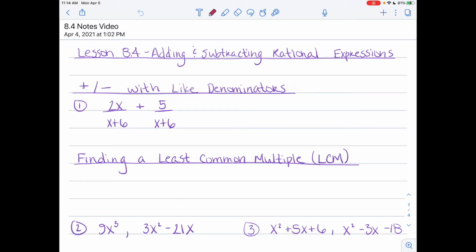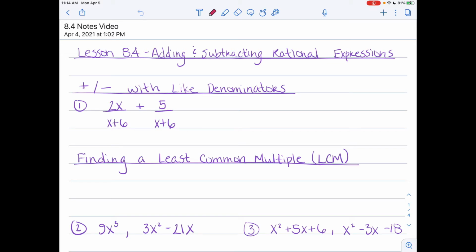Hi everyone, today I'll be talking about lesson 8.4, which is adding and subtracting rational expressions. Remember that a rational expression is an expression that is a ratio or a fraction, and the top and bottom can both be polynomials. Because we are dealing with fractions, fraction rules apply. So if we want to add or subtract fractions with like denominators, remember that the denominator stays the same and we just add or subtract across.